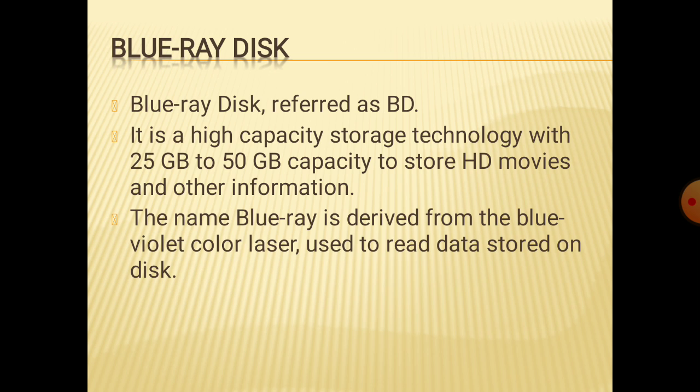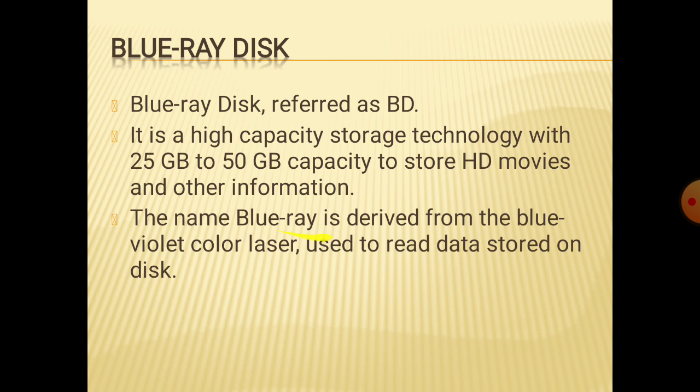If you compare the capacity of optical discs, CD has the least capacity. You get a few MBs, like 720 MB at the maximum, or 800. DVD goes from 4.5 GB up to about 17 GB of data, whereas in a Blu-ray disc you can have 25 to 50 GB. Here we can store HD movies and other information. So the maximum capacity of a Blu-ray disc is 25 GB to 50 GB.